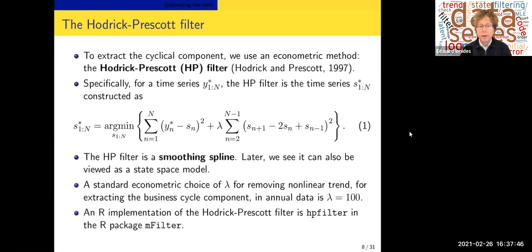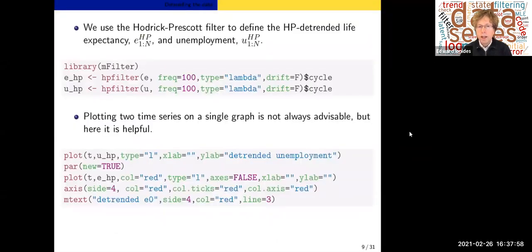And we're going to use the R implementation of the Hodrick-Prescott filter in the R package mFilter. There's a function hpfilter that does the job. And using this Hodrick-Prescott filter, we can define the HP-detrended life expectancy and unemployment, and here's the code to do just that.